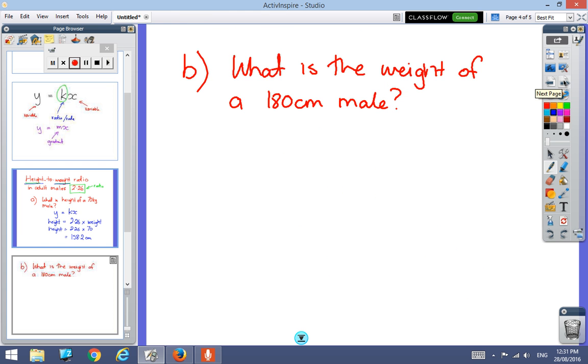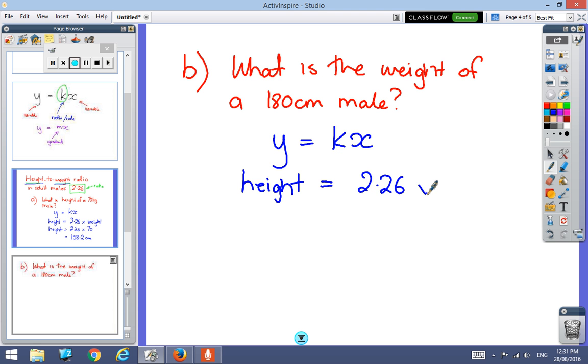Now, if we extend this further, we're going to use the other variable. The question said height to weight ratio, so we still set this up the same way. But we know what the height is.